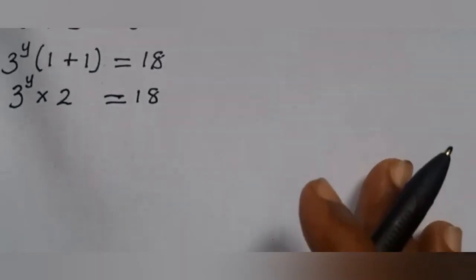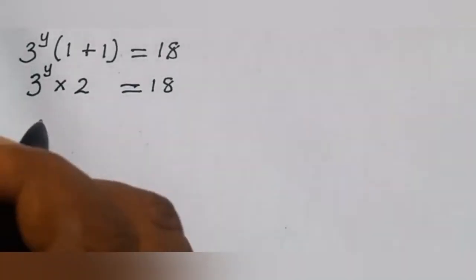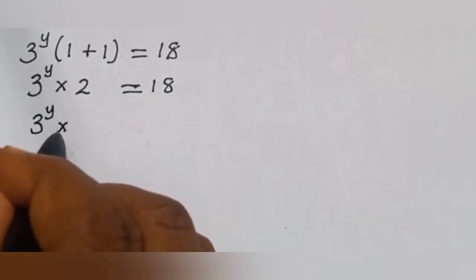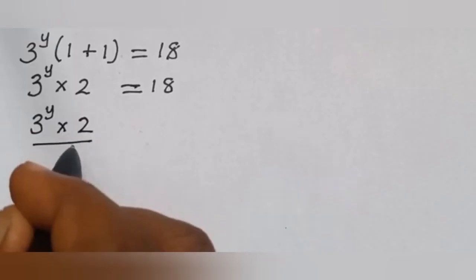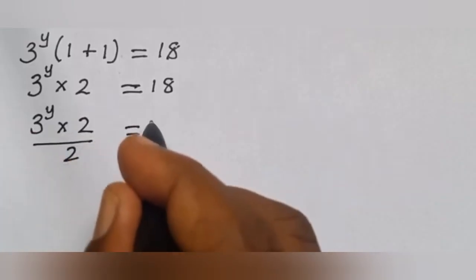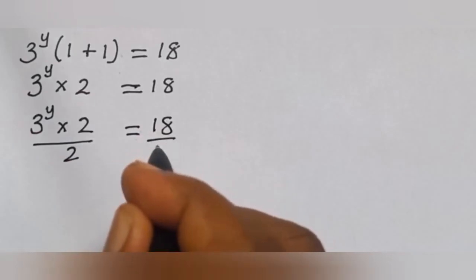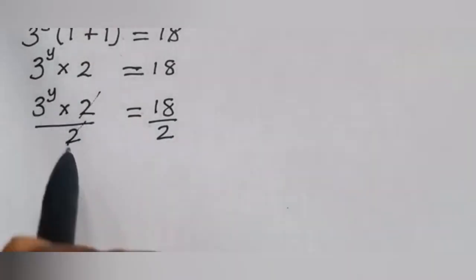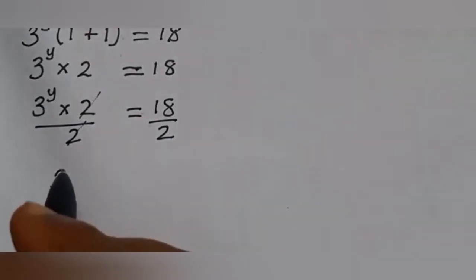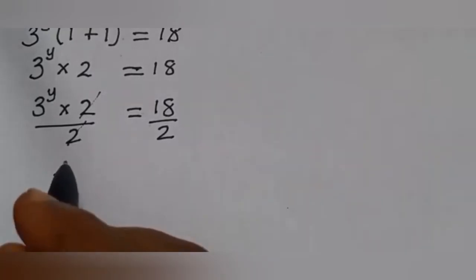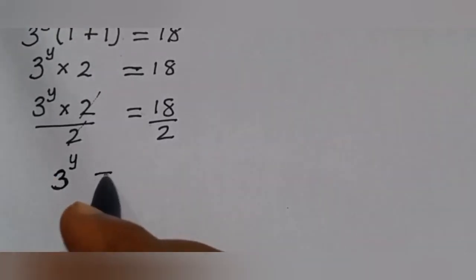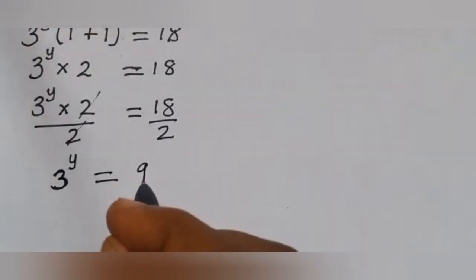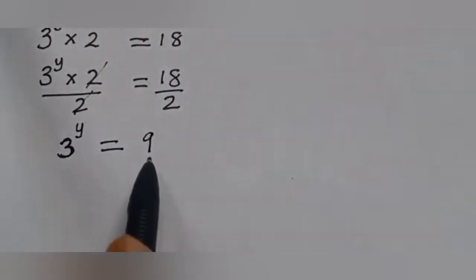In our case here, divide by 2 both sides. We have 3 raised to power y times 2 over 2 equals 18 divided by 2. So this 2 cancels this 2, and we remain with 3 raised to power y equals 18 divided by 2. The answer is 9.